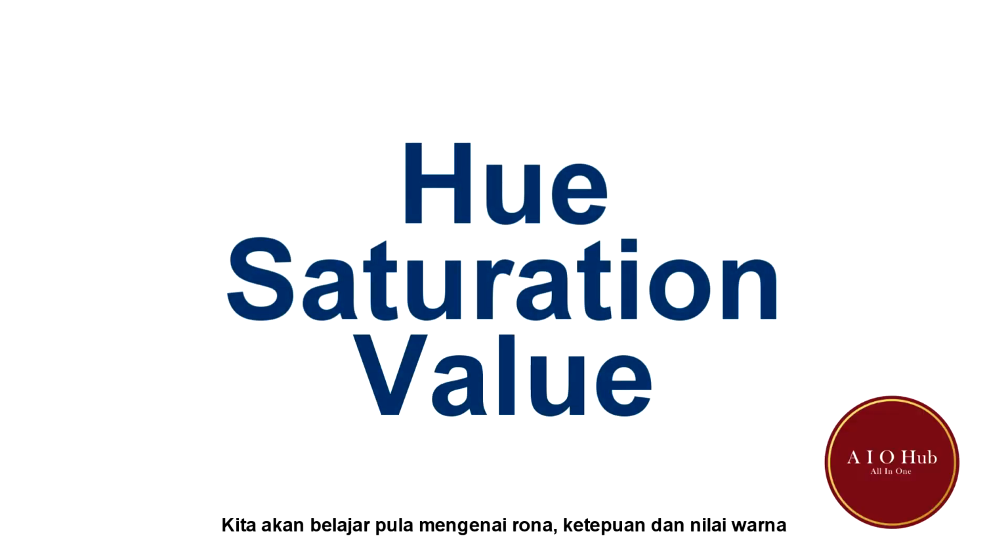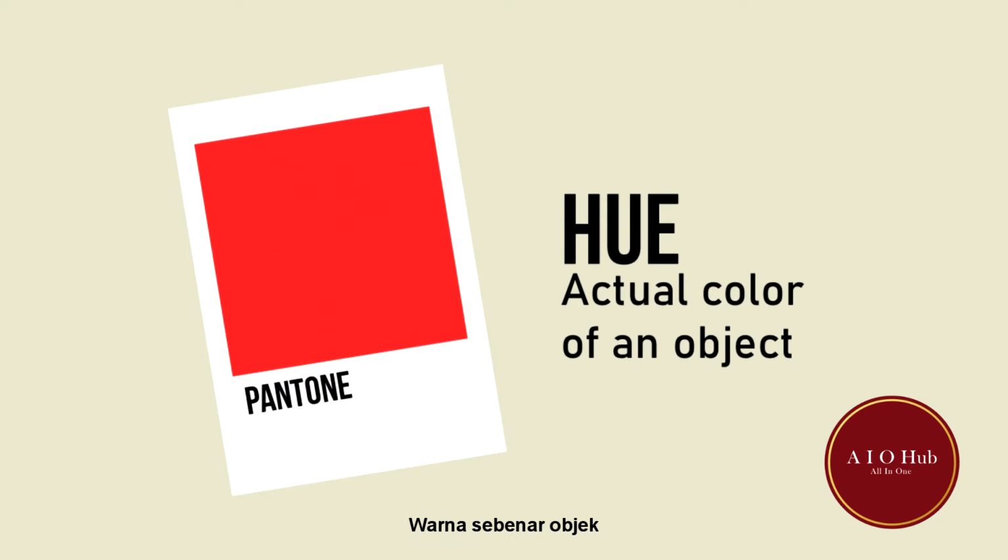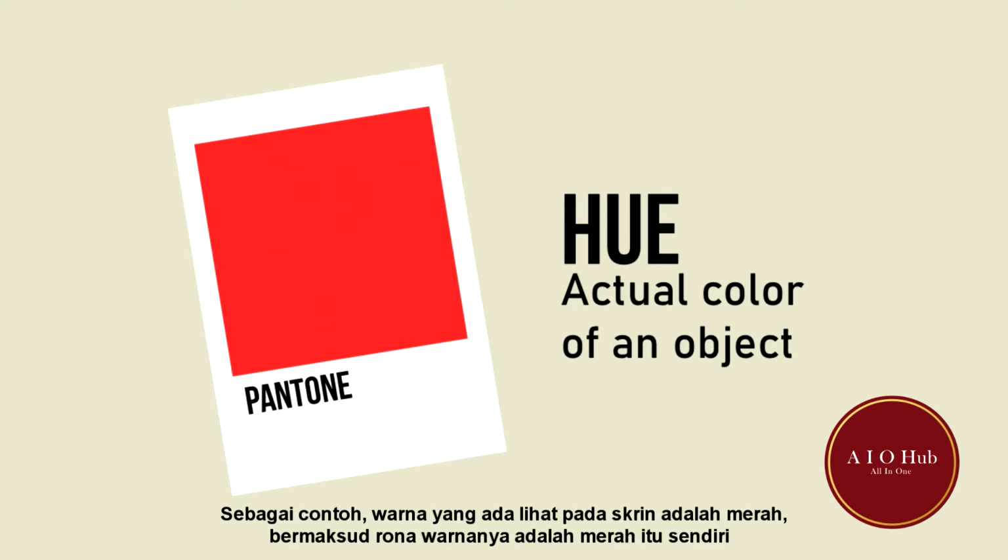We will learn about hue, saturation, and value. This is hue, the actual color of an object. For example, as you can see on the screen, it's red. Then that's a hue. The hue is red.